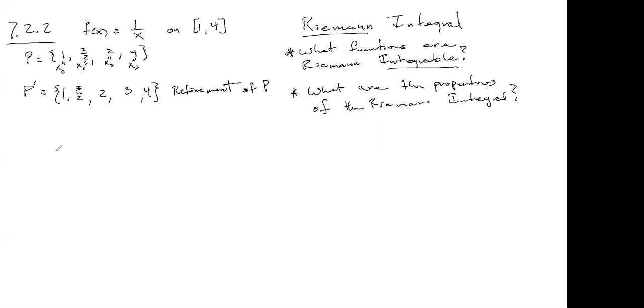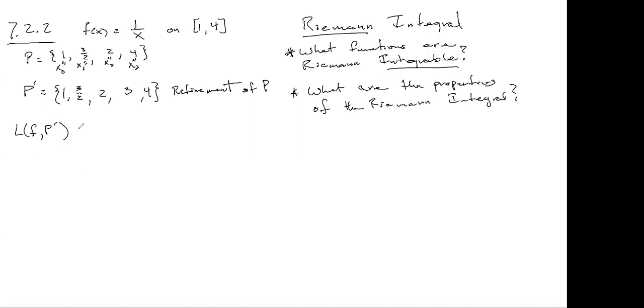Now, I'm going to go through this much more quickly. We just remember that 1 over x is monotone decreasing on this whole interval, and so the infimum is always the right endpoint of the subinterval, and the supremum is always at the left endpoint.